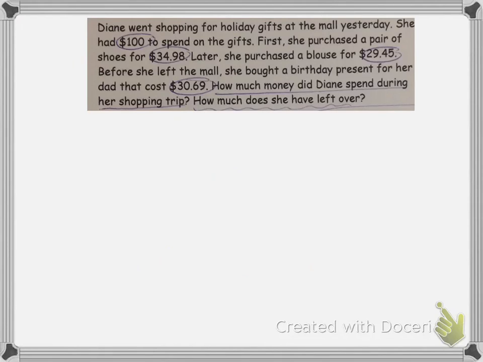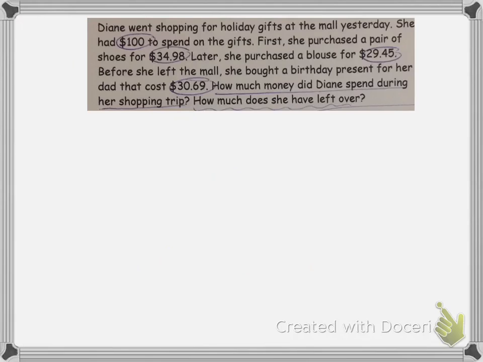Diane went shopping for holiday gifts at the mall yesterday. She had $100 to spend on the gifts. First, she purchased a pair of shoes for $34.98. Later, she purchased a blouse for $29.45. Before she left the mall, she bought a birthday present for her dad that cost $30.69. How much money did Diane spend during her shopping trip? How much does she have left over?